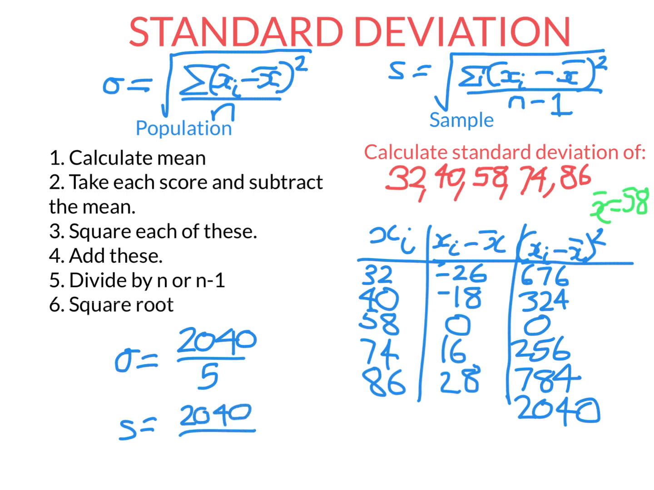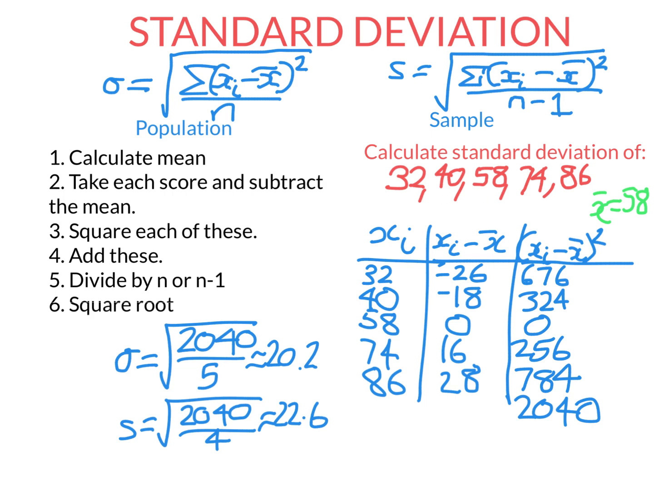N is 5 because there are 5 scores, so n minus 1 is 4. Whether I'm calculating the population or sample standard deviation, my final step is to square root. So putting this in my calculator, the population standard deviation is about 20.2. The sample standard deviation is a little bit higher at 22.6.